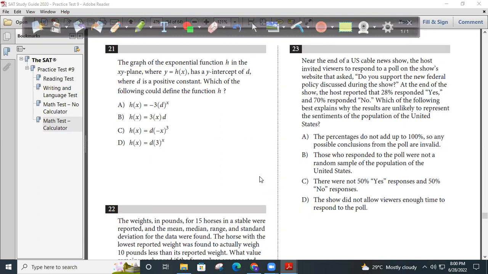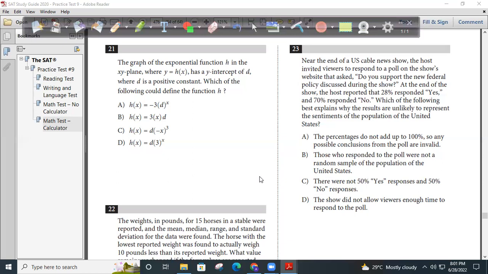Which of the following explains why the results are unlikely to represent sentiments of the population of the entire United States? Why the outcome of this experiment cannot be correct? The experiment cannot be correct when the sample is biased, when the sample is not a random sample, most likely, right? The percentages do not add up to 100%. So any possible. What is this nonsense here? Who are telling option A meaningless?